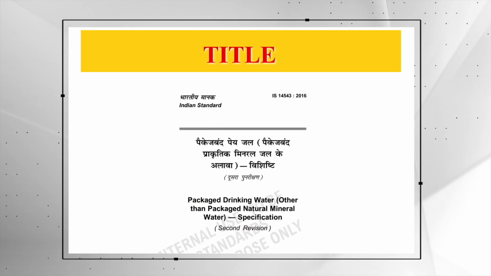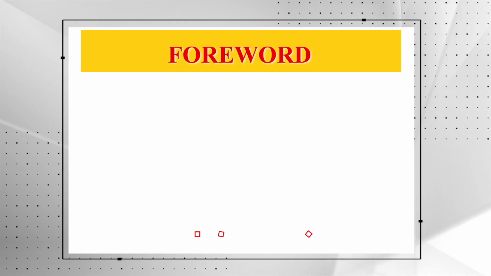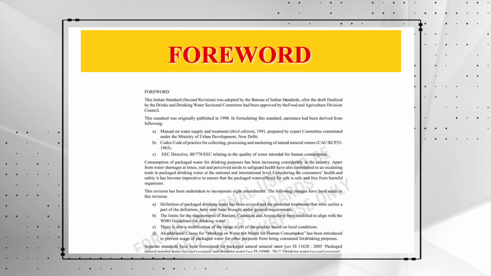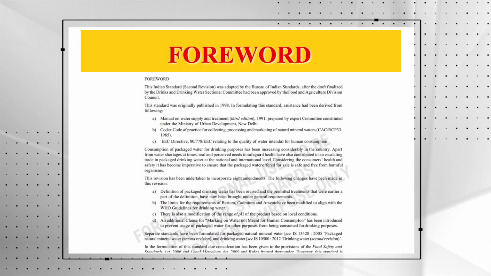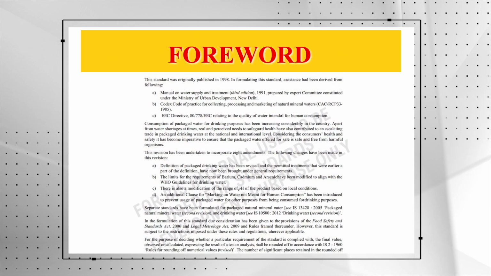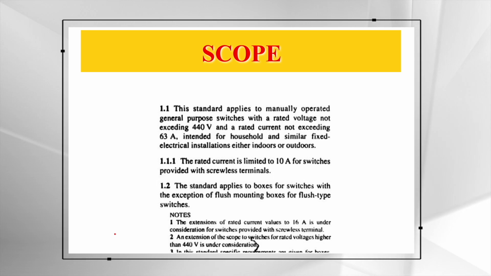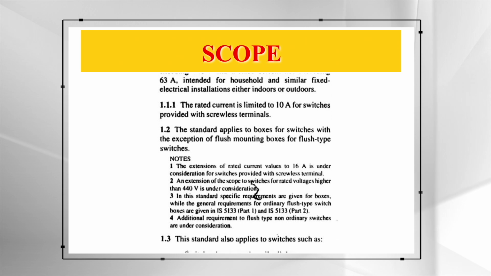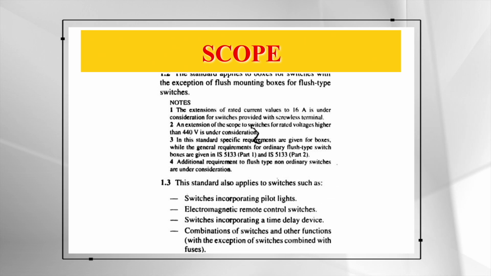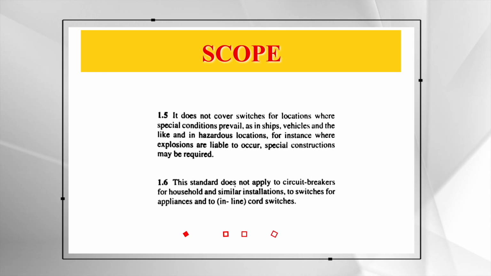Firstly, the title. The title should contain the subject which the standard is about. Foreword. As the heading itself suggests, it contains some background information about the product, its significance and the technical committee which has formulated this standard. Next is scope. This part of the standard mentions the product and its field of coverage by the standard in a very unambiguous manner. It also mentions what the standard does not cover.